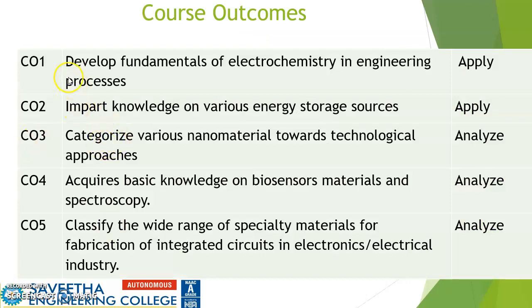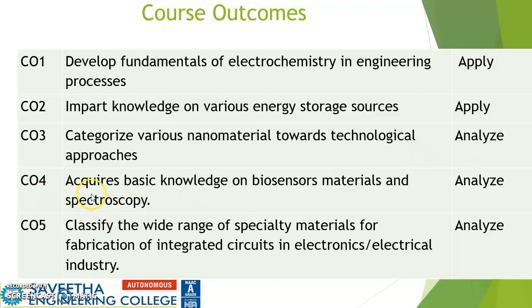The course outcome for the first unit is to develop the fundamentals of electrochemistry and engineering processes. The Bloom's taxonomy level is apply. The course outcome for the second unit is to impart knowledge on various energy storage sources. The Bloom's taxonomy level is apply. The course outcome for the third unit is to categorize various nanomaterials towards technological approaches. The Bloom's taxonomy level here is analyze.